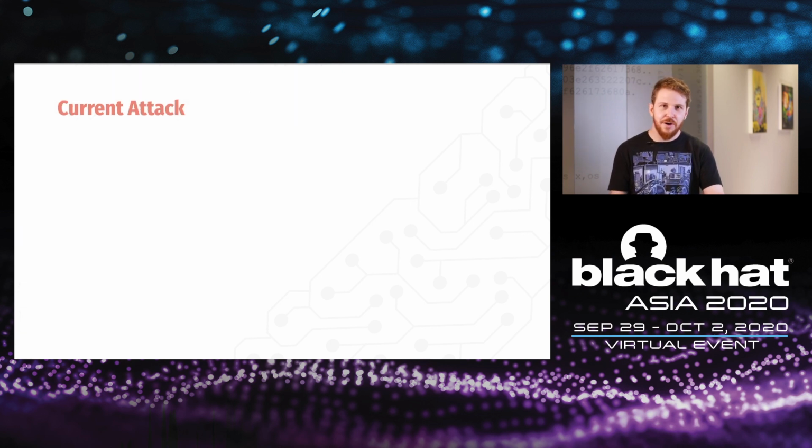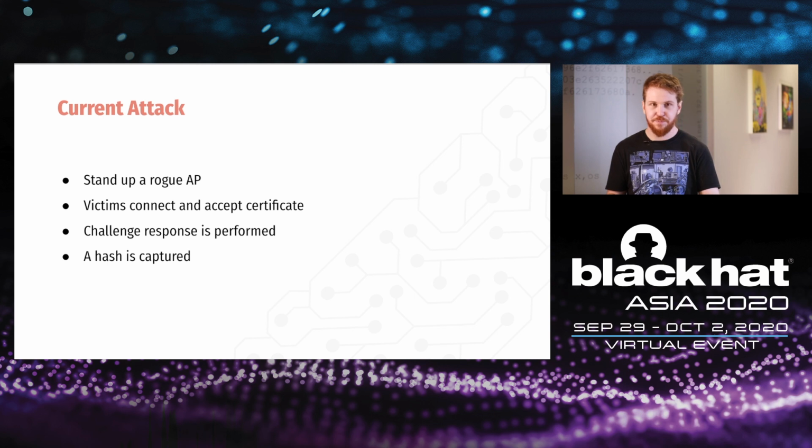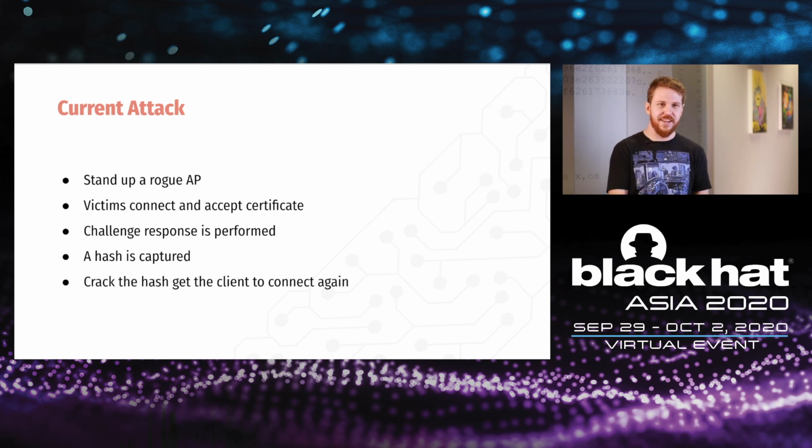So just going through the current attack, not against the iOS, you would stand up a rogue access point, you'd trick victims into connecting. Once again, they'd have to accept your certificate. You would perform the challenge response, you capture that hash, you would then go crack that hash, and then try and get the client to connect again. So it's not very real time, unless they have a really, really bad password, which you can always hope for as well.